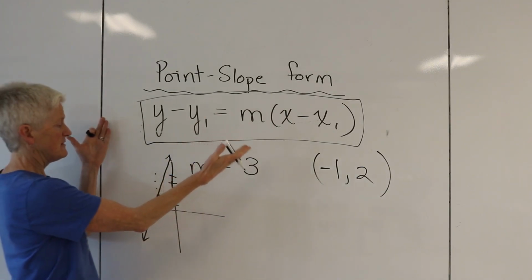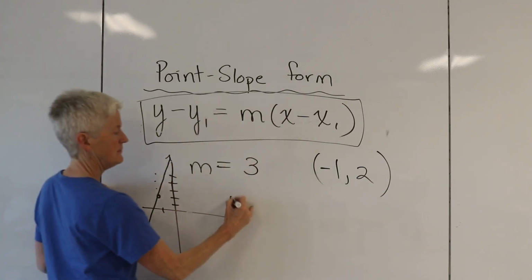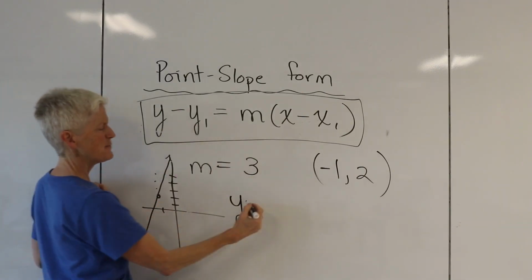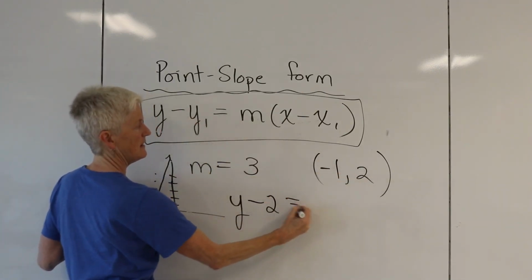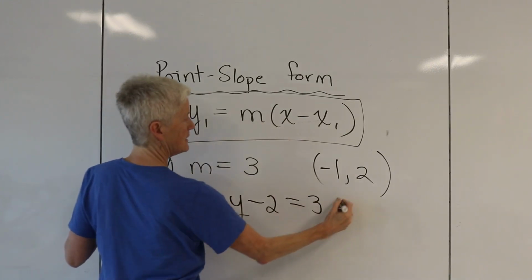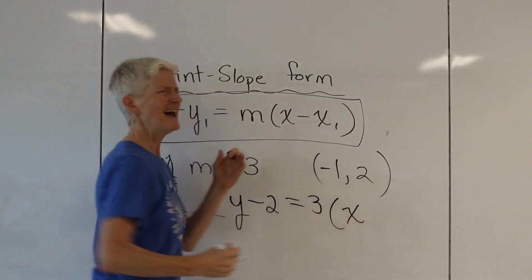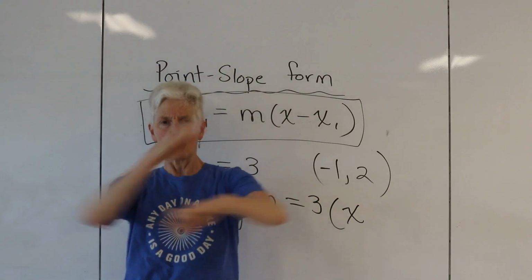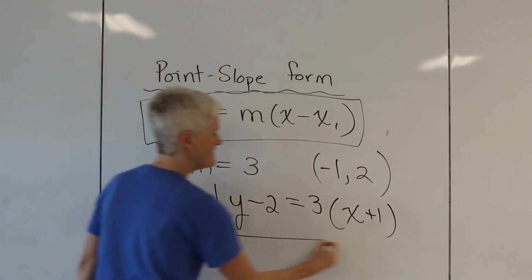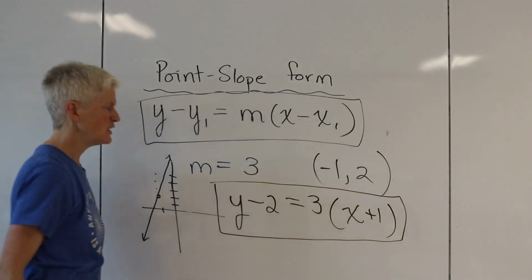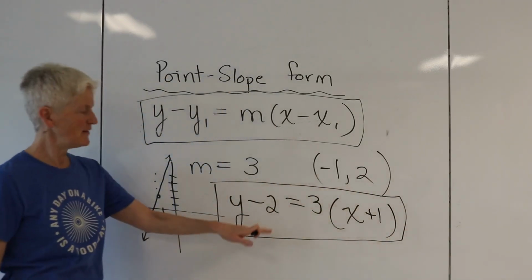How could I write this equation using point slope? Easy peasy. I'm just going to replace this y with this y. The slope is 3. And now I have x minus a negative 1. Well, those two negatives give me a positive. And I am done. That is a legal, kosher way to leave an equation of a line.